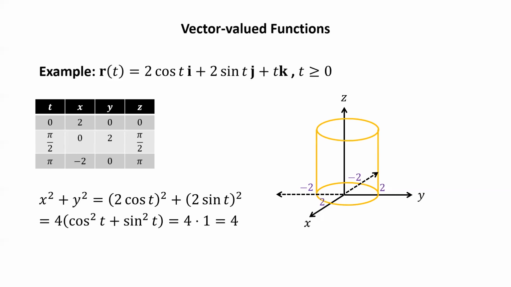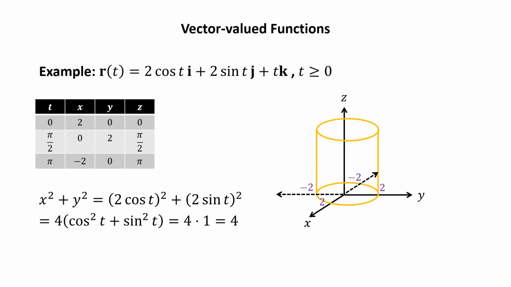Now let's look at a little table of values. Notice in this table that I used some easy t values to compute x, y, and z. For example, when t is 0, since the cosine of 0 is 1, we have 2 cosine of 0 is 2. The sine of 0 is 0, so 2 sine of 0 is 0.